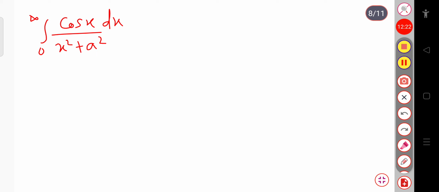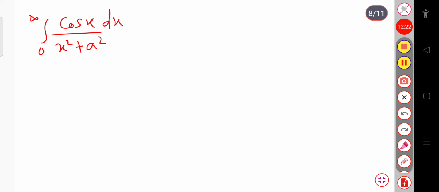If I take this integration from minus infinity to plus infinity, then I can write it as 1 by 2 times the integral from minus infinity to plus infinity of exponential ix divided by x square plus a square into dx. I can write it like this. So for this total semicircle, from Jordan's lemma, for this upper half plane, this integration will go to 0.